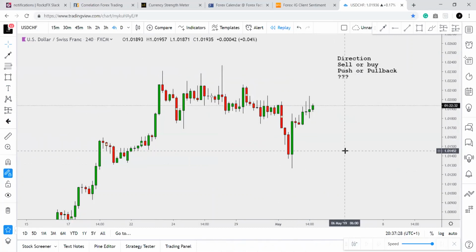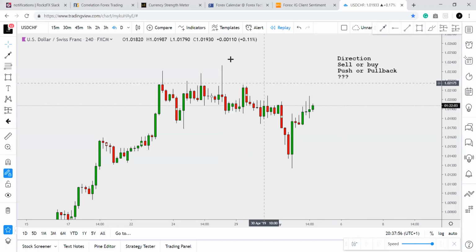Direction: are we looking for sells or buys? Is the market in a push or pullback phase? And then what are we looking for? Are we looking for price to pull back to make a lower high, a higher low? Are we looking for a break or retest of structure? Are we waiting for price to break out of consolidation and retest? That's the formula, okay? Any questions or queries? I got one.